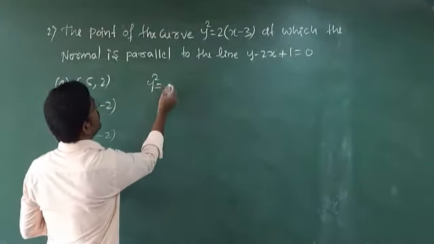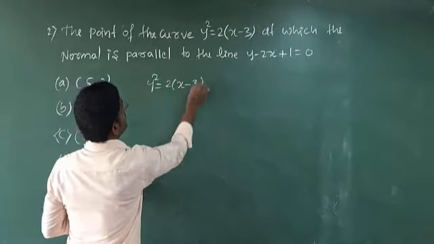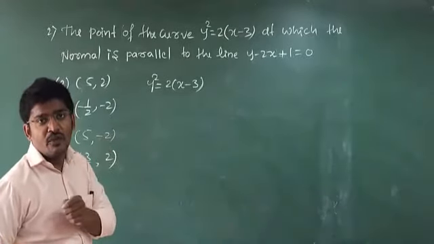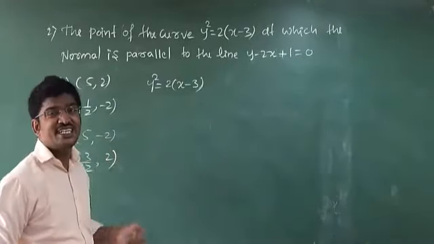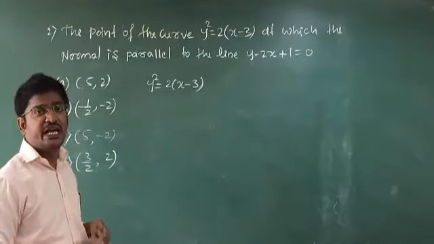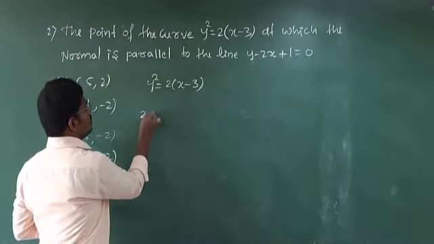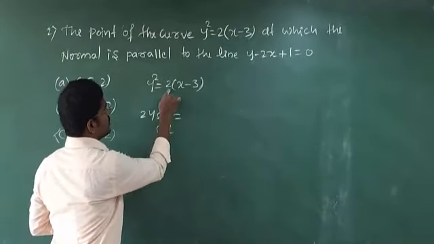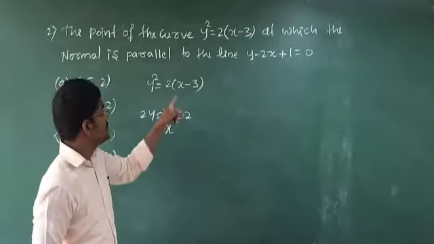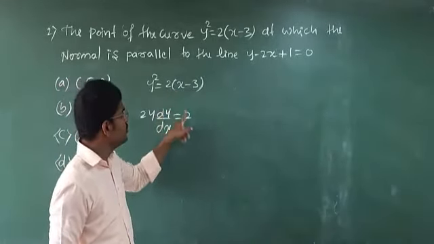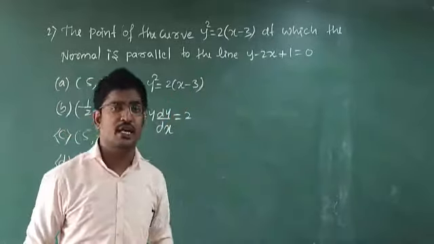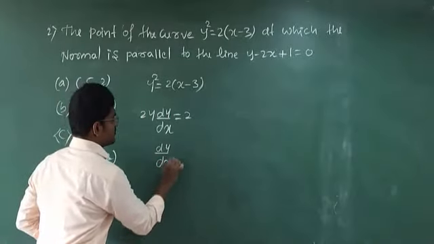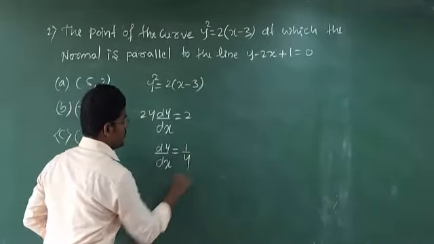Y square equal to 2 times of x minus 3. If you want to find the slope of normal, what you have to do? You have to differentiate it and find minus 1 by dy by dx. So 2y dy by dx equals 2 into 1. Here 2 is constant, write as it is. Differentiation of x is 1, 2 into 1 is 2, differentiation of 3 is 0, it will be eliminated. Now dy by dx will be equal to 1 by y.